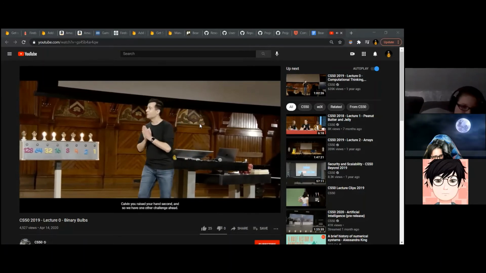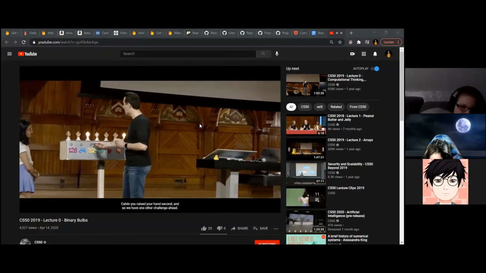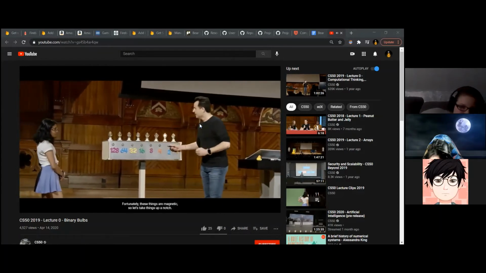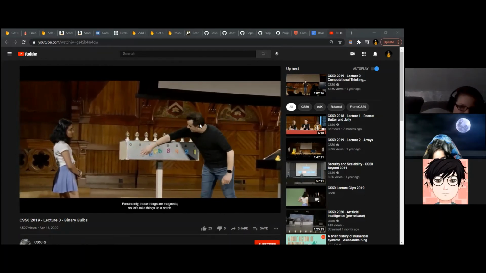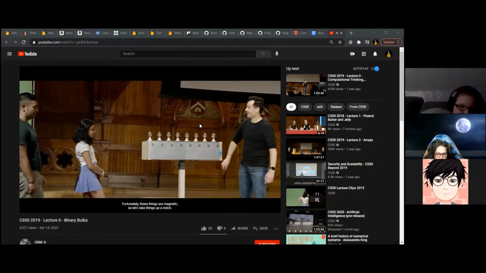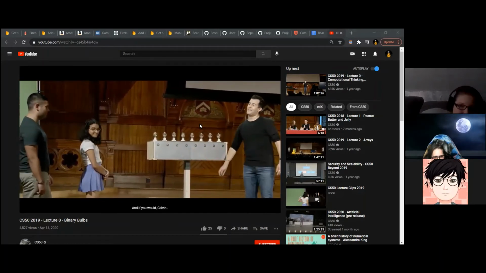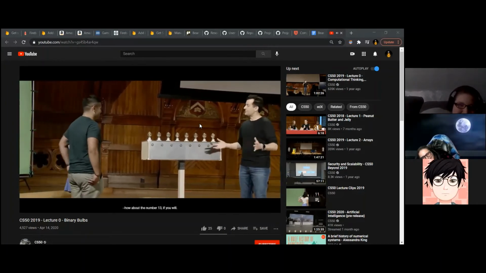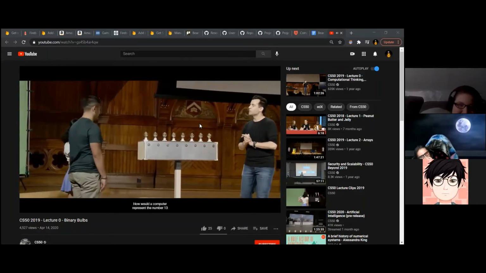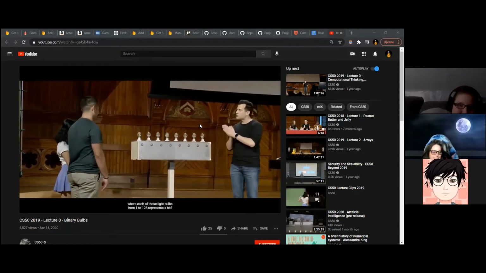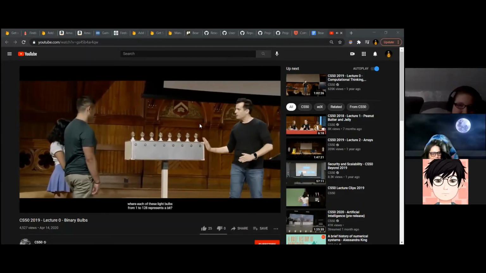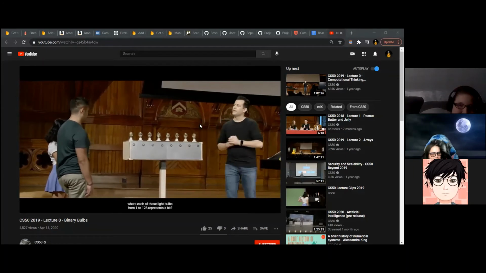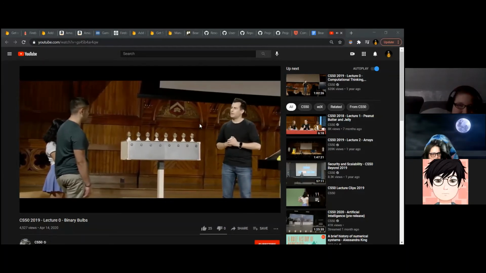Calvin, you raised your hand second, and so we have one other challenge ahead. Fortunately, these things are magnetic, so let's take things up a notch. If you would, Calvin, how about the number 13? How would a computer represent the number 13 where each of these light bulbs from 1 to 128 represents a bit?